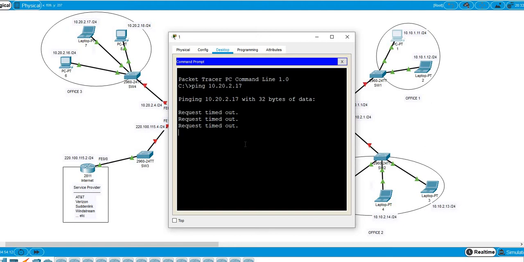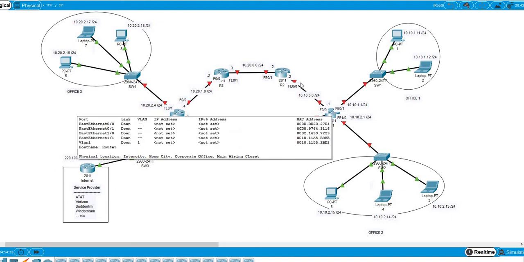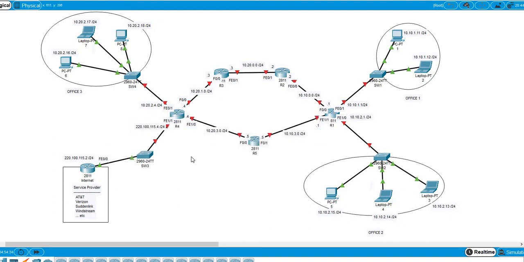The reason this is failing is because the traffic is going from this PC here down to this router, and this router doesn't know how to forward the traffic across this network. So what we're going to do today is configure these routers to be able to forward the traffic across this network. And then towards the end, we're going to cover route summarization.